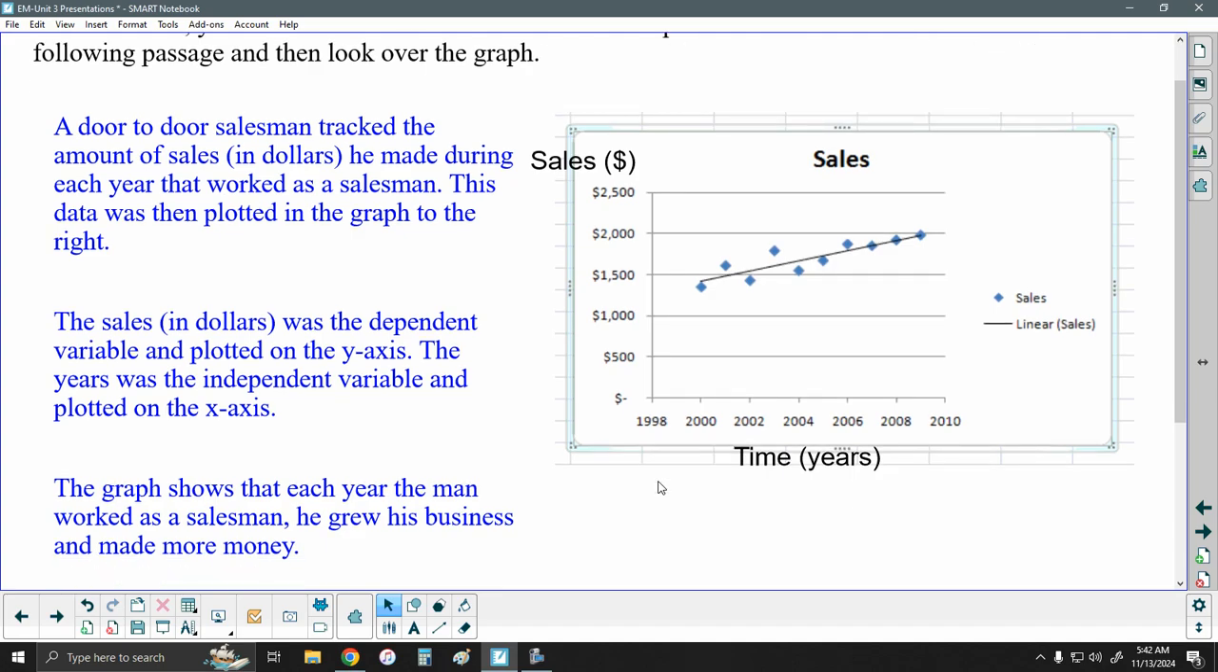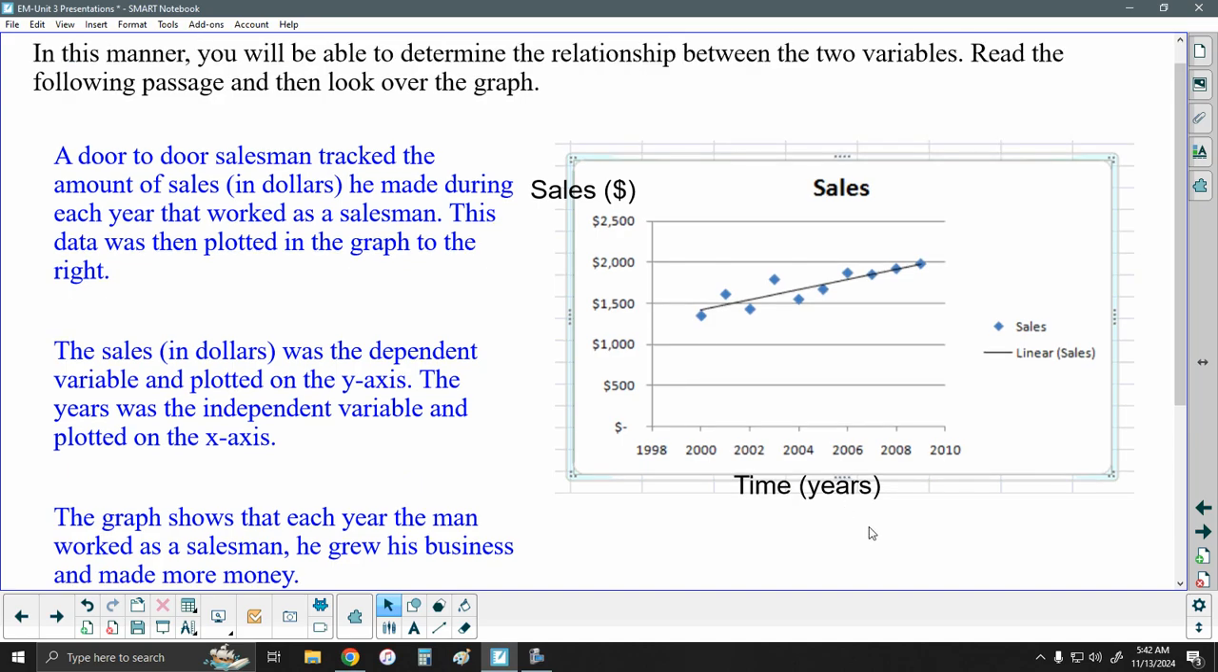So the graph shows that each year the man worked as a salesman, he grew his business and made more money. Now with some additional skills that we are going to acquire, we will eventually be able to write a line equation to show how much money this individual would make, depending on the years, in 2011 and beyond. Okay.